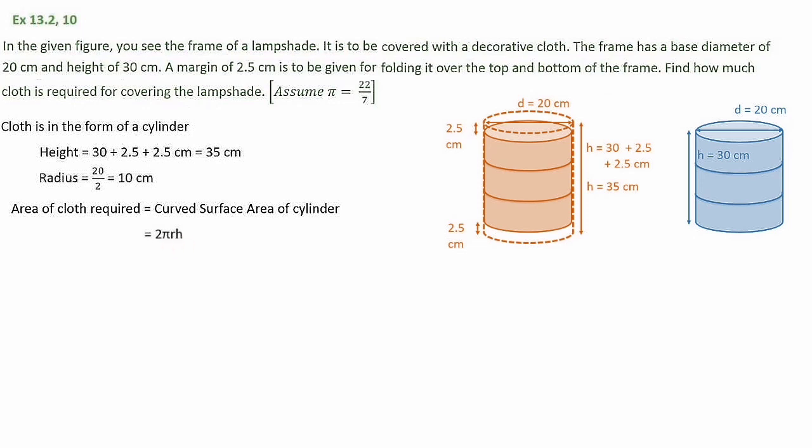Curved surface area of cylinder formula is 2 pi RH. Just substitute the values, that is 2 into pi value is 22 by 7 into R, radius is 10 into height is 35. Let's cancel it, 7 and 35, it will go 5 times. Then 22 into 2 into 10 into 5. When you multiply it, you will get the answer as 2200 centimeter square. So the area of cloth required is 2200 centimeter square. So that we have to write it as conclusion.